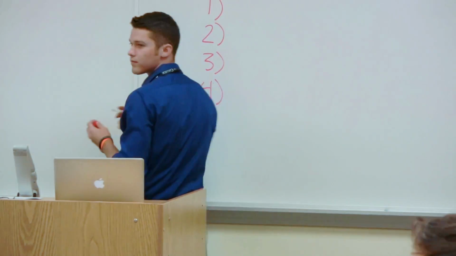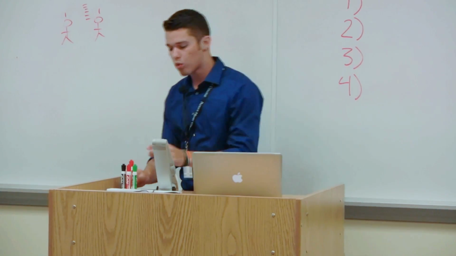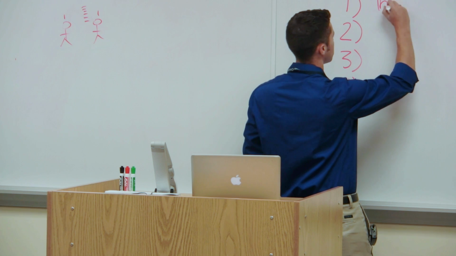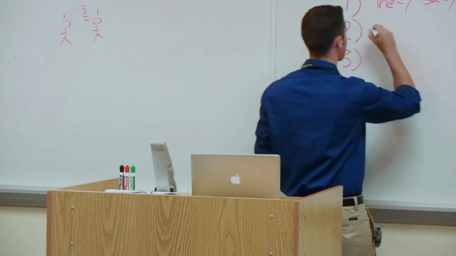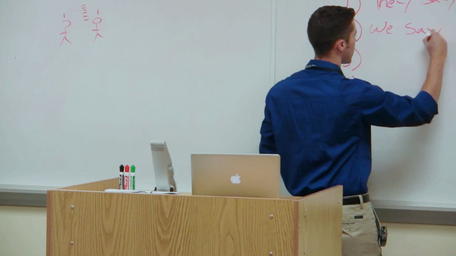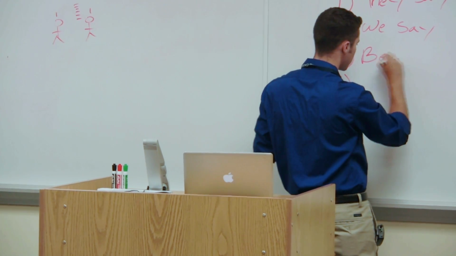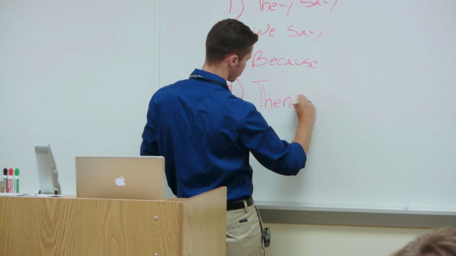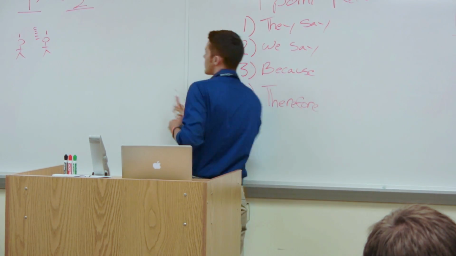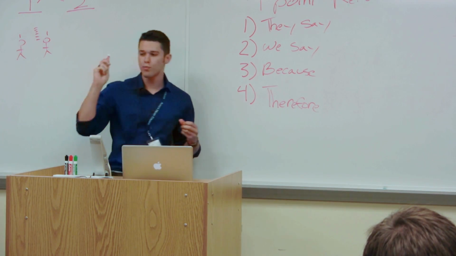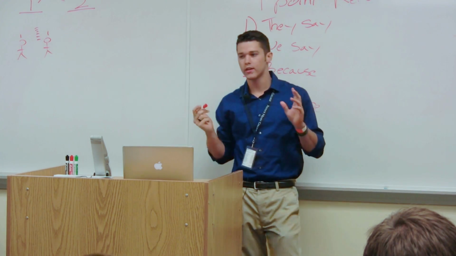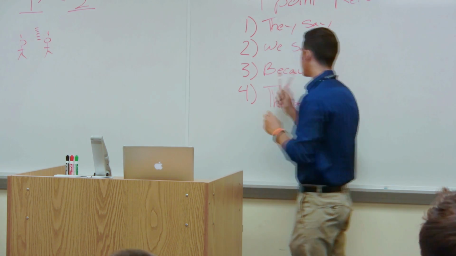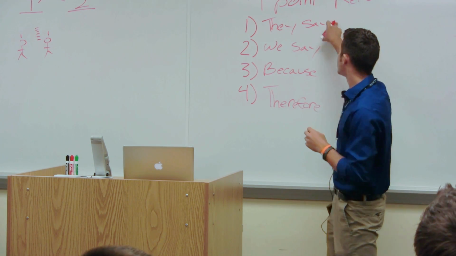Right, but it's a little bit more technical than that. They say, we say, because, and therefore. So, we learned that there is a need for refutation in the round. So how do you adequately scratch that itch? How do you adequately fulfill the need in the judge's mind? Through 4 different ways. The first one is you tell the judge what they said.